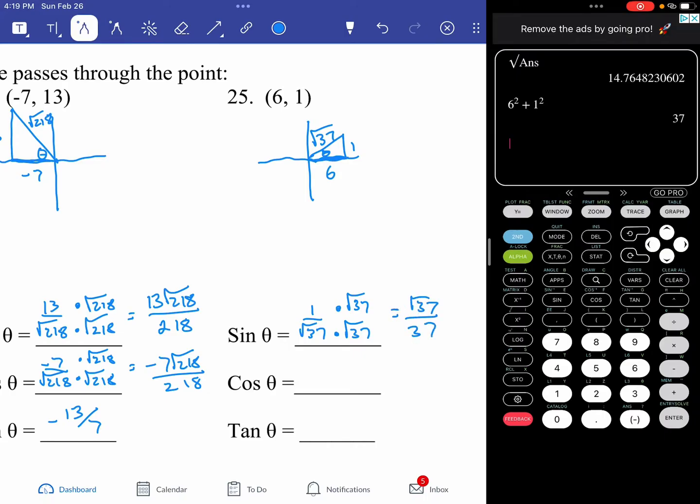For the cosine, adjacent over hypotenuse, 6 over root 37. So we have 6 root 37 over 37. Lastly, the tangent, opposite over adjacent, is 1 over 6. All right, there we go.